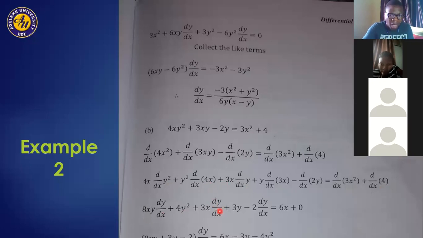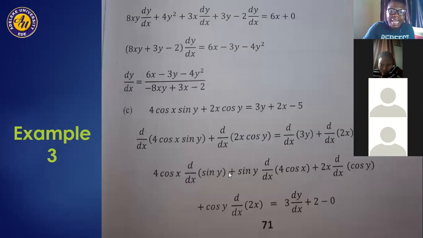Yes, sir. Good. Next, when you differentiate 2y, the answer will be -2, and you still have your dy/dx because you are not differentiating x now. Then this one is obviously +0. Did you understand this part? Okay, so let's just move. This is the last line.